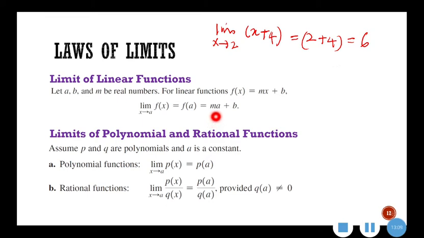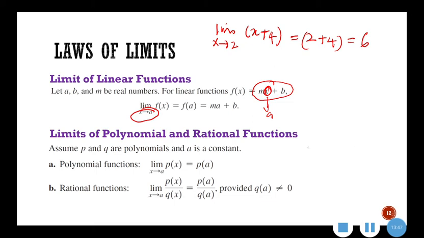Then the constant, okay, mx plus b. It means here f(x) equals mx plus b. We replace this x with a because x is approaching a. And then here assume p and q are polynomials, then the same also. For a polynomial function also, if there is no problem, you can just replace x with a, then you can decide its limit. Rational function also the same, okay, provided q(a) does not equal 0.